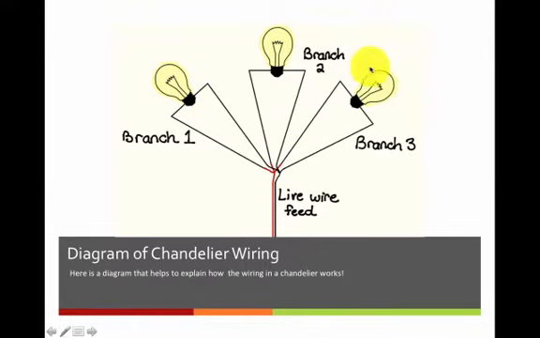And because each branch acts independently, you have to be mindful of how much draw or how much resistance each one has, because in a parallel circuit, the more resistors you have, the more current is going to be drawn through. So one of the things that you will oftentimes see in a chandelier is very, very small light bulbs. Not big.